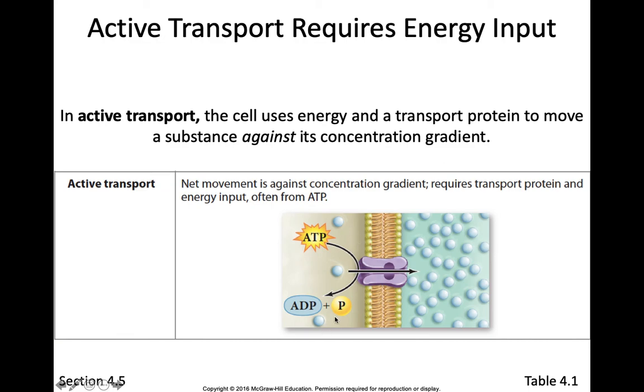Well, anyway, you're going to move one of these guys into this little protein here. Energy is going to come up. ATP is going to transfer the energy from one of its phosphate groups to the protein here. ADP is going to be released. The phosphate group is going to transfer the energy into the protein, change the shape, and kick this little guy out onto the other side against the concentration gradient. Low concentration to high. This takes energy.